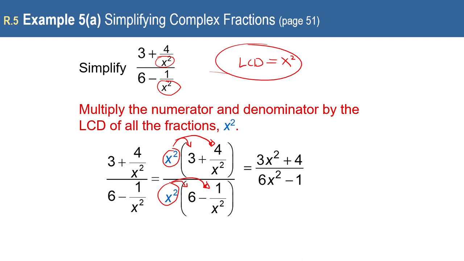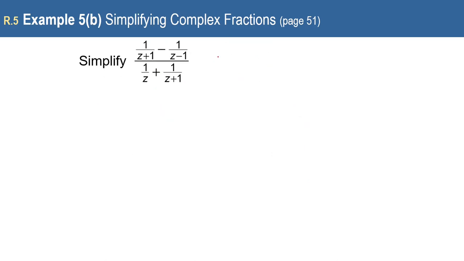Now when we do that, you want to make sure to distribute it to each of the terms. This gives us 3x squared, and the x squareds cancel out, that's why we get a 4. X squared times 6 gives us 6x squared, and the x squared cancels out with this x squared, gives us negative 1. Now double check to make sure the top can't be factored and the bottom can't be factored, and that completes our question.